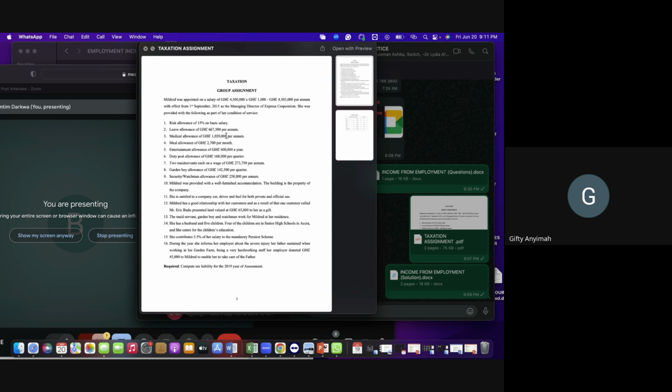Sir, please, the duty post allowance per quarter, are you going to divide it by 4? No, you multiply by 4, rather. How many quarters do you have in a year? 4.